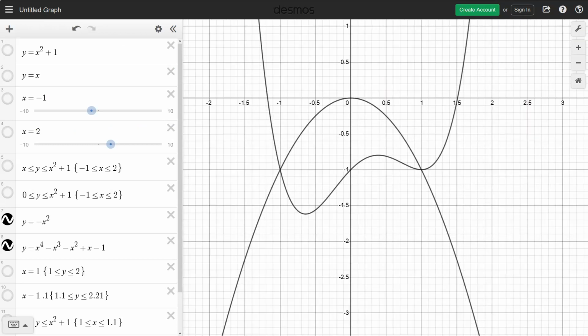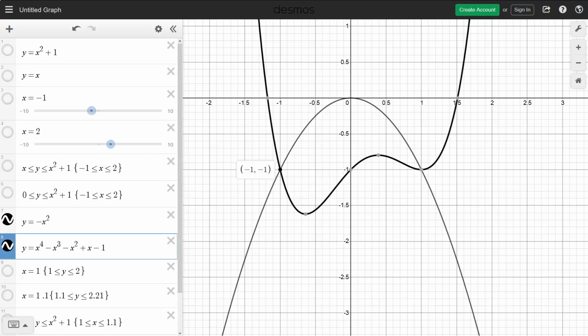Okay, so here are the graphs of minus x squared, which is obviously the parabola opening downward with its vertex at the origin, and this fourth degree polynomial graph, x to the fourth minus x cubed minus x squared plus x minus 1. Now, in general, when you have two of these, unless they're really nice functions, it's very difficult to figure out exactly where they'd intersect. In this case, we can, and I'll show you how.